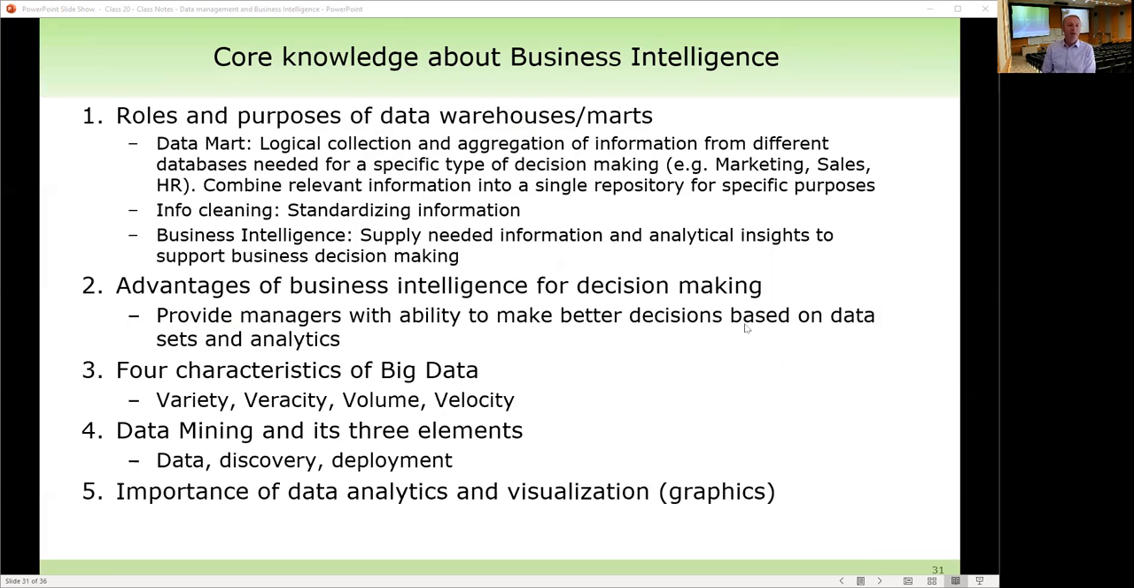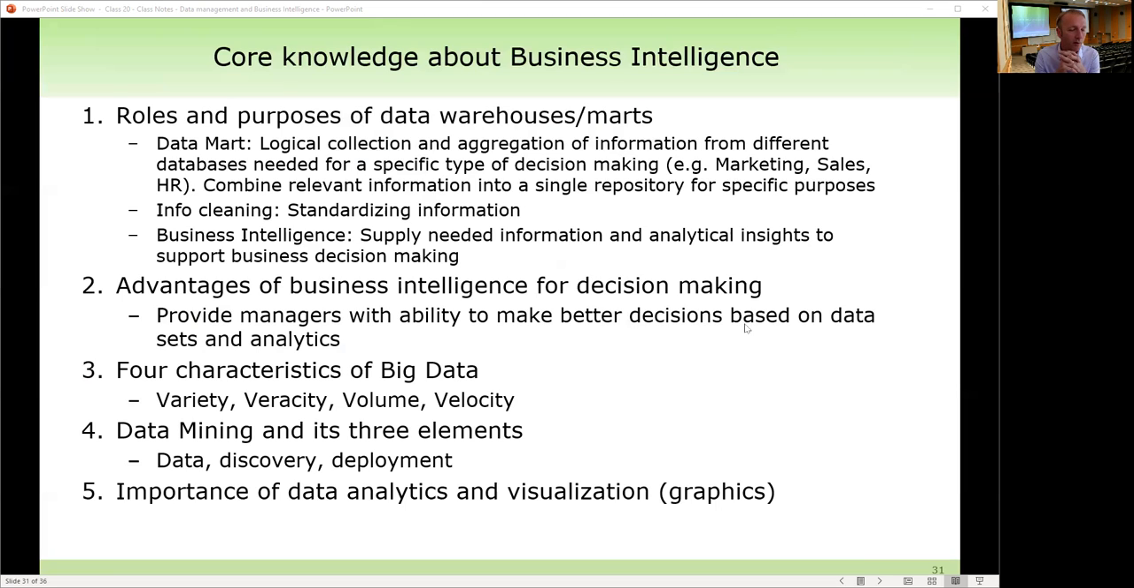The second area has to do with the advantages of business intelligence for business decision making. Basically, that's about providing managers with the ability to make better decisions based on the data and analysis of the data available. Number 3 deals with the 4 characteristics of big data. We went through them a minute ago. The 4 characteristics of big data that you need to know are that it's typically described by the variety, veracity, volume, and velocity of the data.